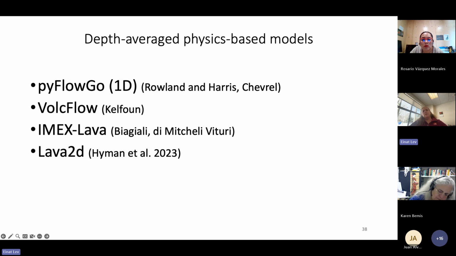So there's the one-dimensional FLOWGO, or now PyFLOWGO, because it's been converted to Python by Chevrel, VolcFlow, MAGFLOW, and Lava 2D, which we have on Victor, all of those.